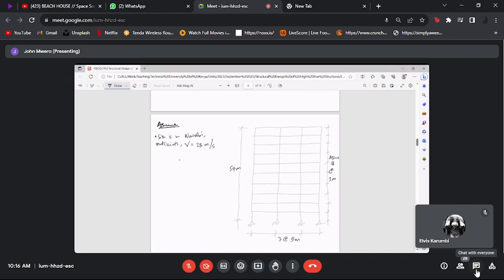Let's assume that the columns on this building are 800 by 800. Once we do the design, if they're not working, we will change them. Let's assume columns 800 by 800 millimeters. Assume that the beams are 500 deep by 200 wide.